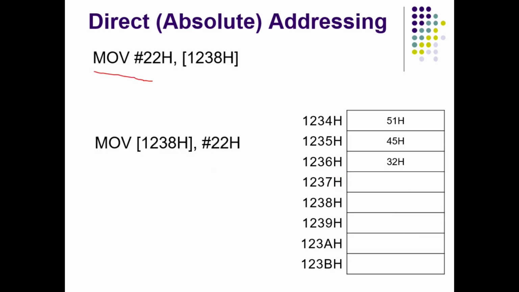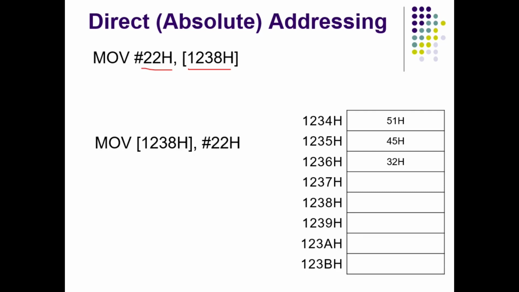Here is one more important instruction I have written using direct addressing mode. You can see here I have used direct addressing mode at the destination operand. And what is my source operand? The source operand is neither a register nor any memory location. Instead it is an immediate value 22H. That means my intention is to transfer value 22H into memory location 1238H.